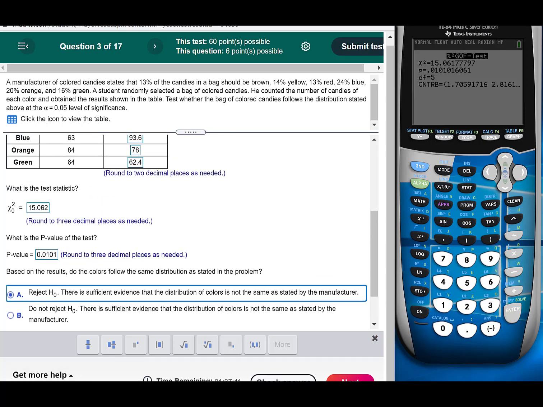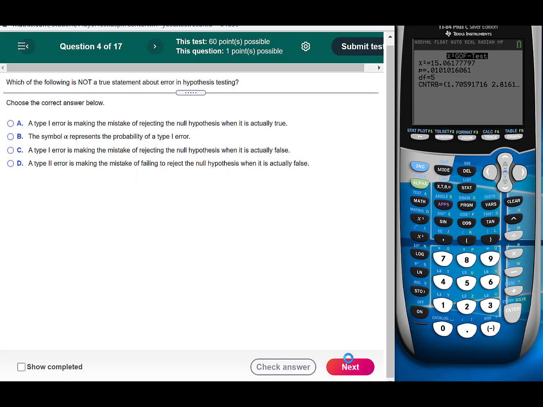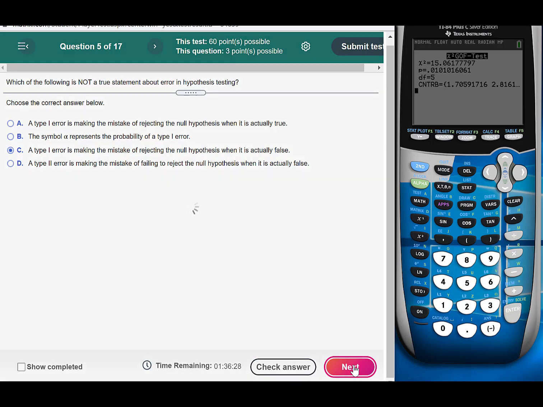Okay, we're gonna go now to the next one. Which of the following is not a true statement about error and hypothesis testing? It is C, guys, because type 1 error is making the mistake of rejecting the null hypothesis when it is actually true. So that would be the one.